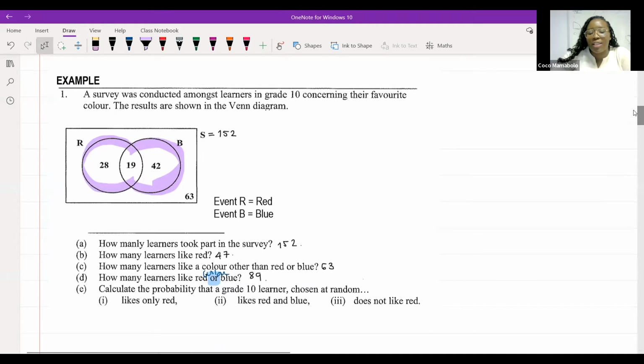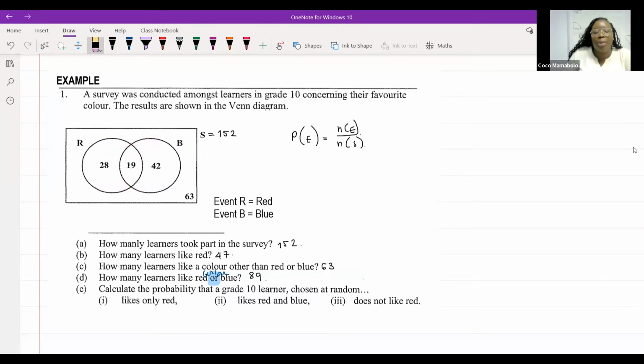Now, the next question asks us for the probability. Remember, guys, when we calculate probability, the probability of any event occurring is going to be the size of the event divided by the sample size. So the first question says, calculate the probability that a grade 10 learner chosen at random only likes red. Nicely done, Funzo, you're answering all these questions for everybody. Nobody else is even getting the chance.